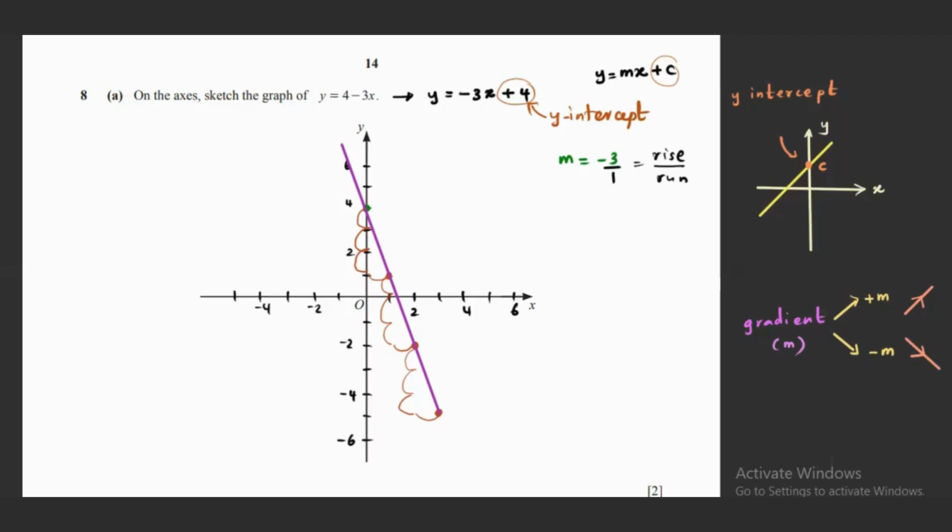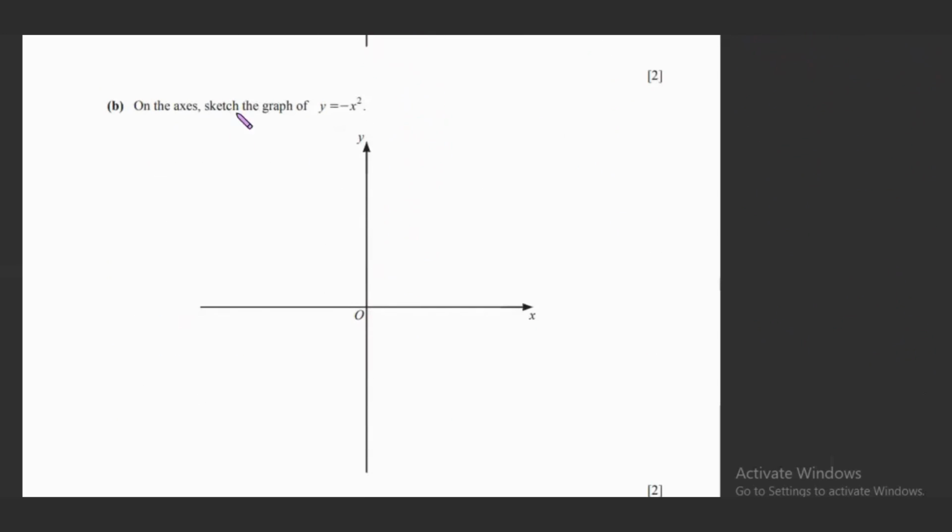Let's move on to the next question. Part B. On the axis, sketch the graph y is equal to -x squared. Now, this x has a power of 2, and that is the highest power that we can find for x. Whenever the highest power of x is a 2, this is always a quadratic graph. And this quadratic graph has a negative in front. Whenever there is a negative in front of a quadratic equation, the graph will be in the shape of an n.